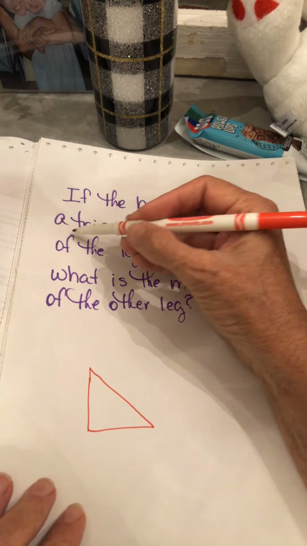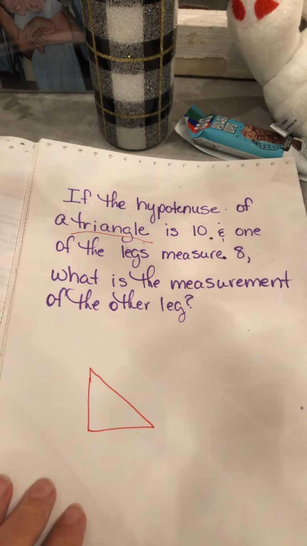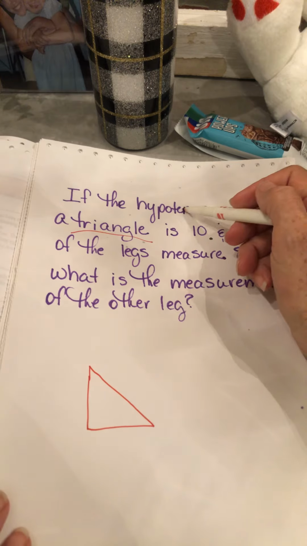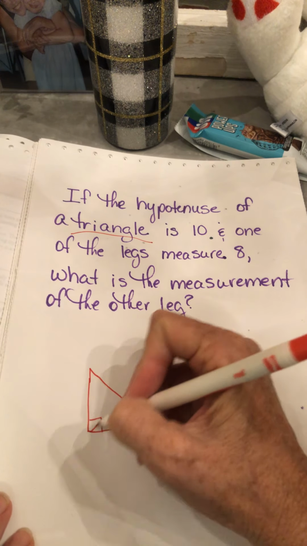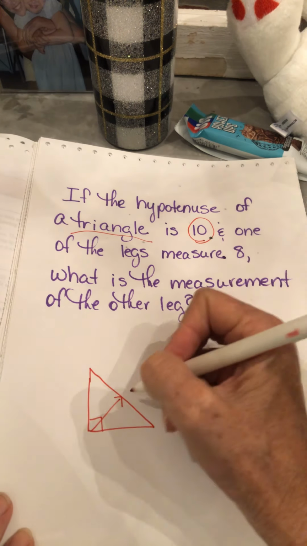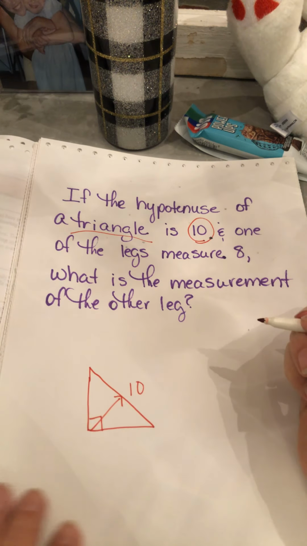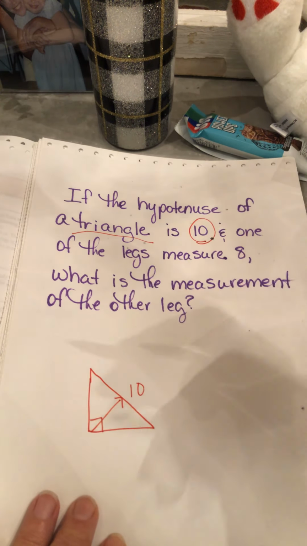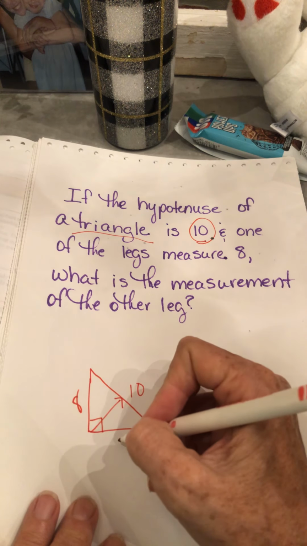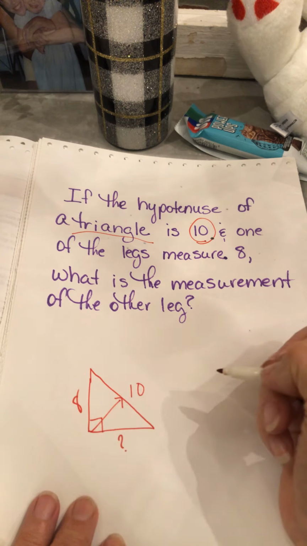So first off, I would draw a triangle. I can't imagine doing a word problem without drawing something. So I draw a triangle. I know that the hypotenuse is always across from the right angle. It tells me that the hypotenuse is 10. I know that one of the legs is 8. It doesn't matter, I'll call this one 8. So this is what I don't know.